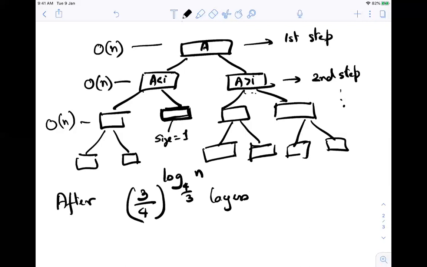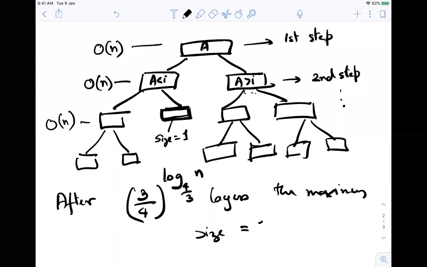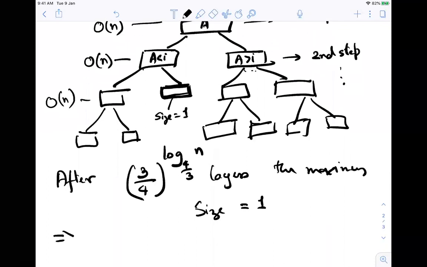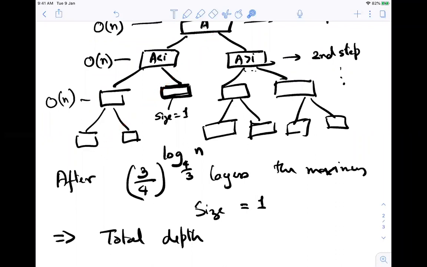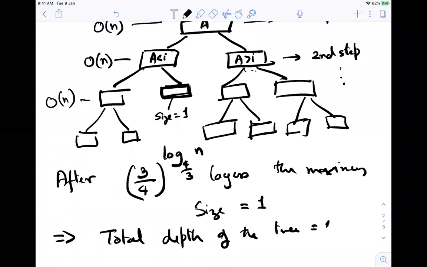After 4 by n layers, what happens? The maximum size is equal to 1, which means that the total depth, meaning the number of longest paths from the root to the leaves, the total length of the tree is less than or equal to log n base 4 by 3, right?